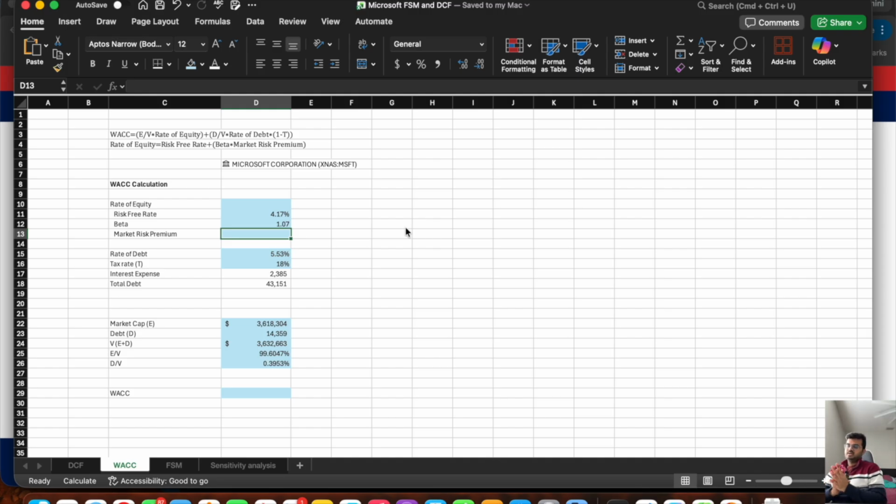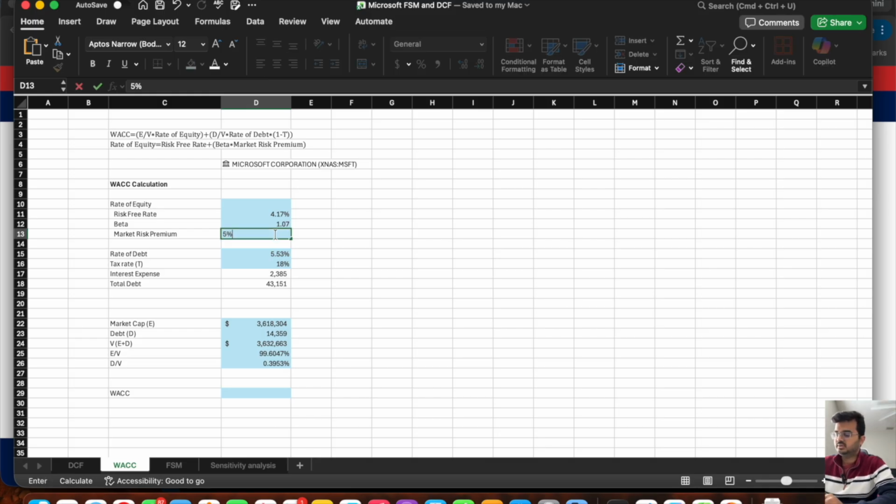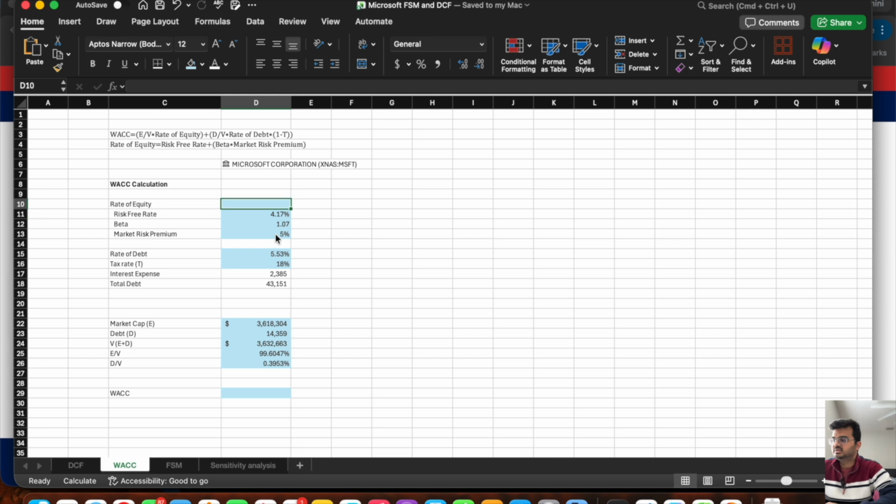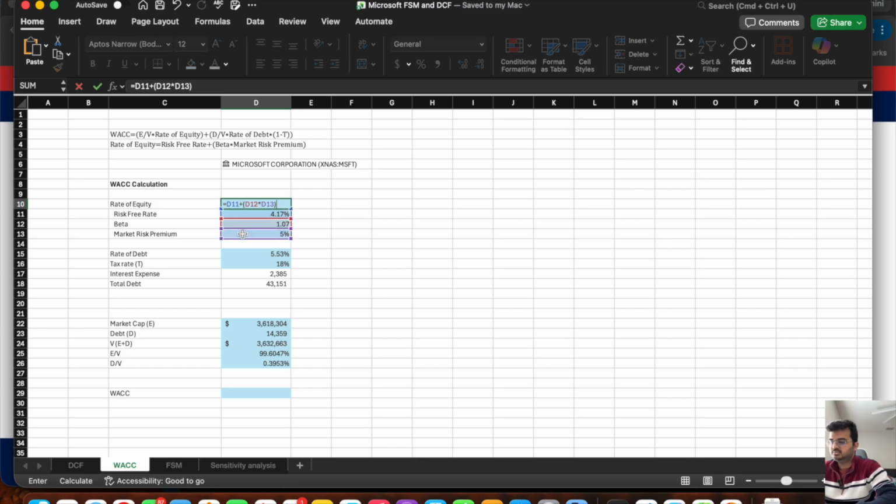This is how much more return an investor is expecting by not investing in a risk-free investment like a bond. Say in a bond you are going to invest and you are getting say 4.17%. On top of it, how much you are expecting? Say it can be like 4%, 5% or whatnot. For simple assumption, I'm just going to take it as 5%. With this, now I will calculate what is the rate of equity, which is the risk-free rate, that is this guy, plus this one into this one. Now we got what is the rate of equity.